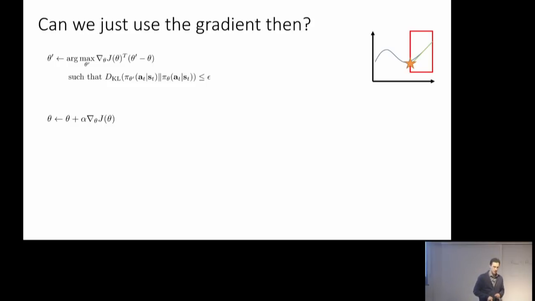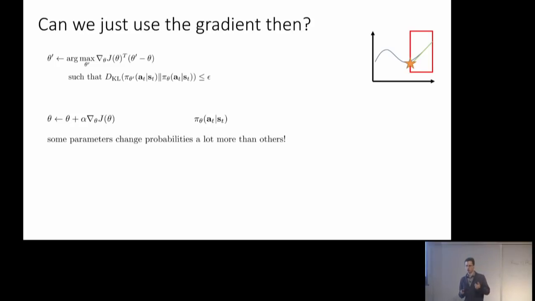of a subtle reason. So the distribution A given S, it's a probability distribution, but it's parameterized by theta. And let's say theta represents the weights in a neural network. Variation in theta can change the distribution in really complicated ways. In particular, you might have situations where changing theta a little bit might change the distribution by a huge amount. Or for some other theta, changing it a little bit might change the distribution not at all. So some parameters basically change the probabilities a lot more than others.